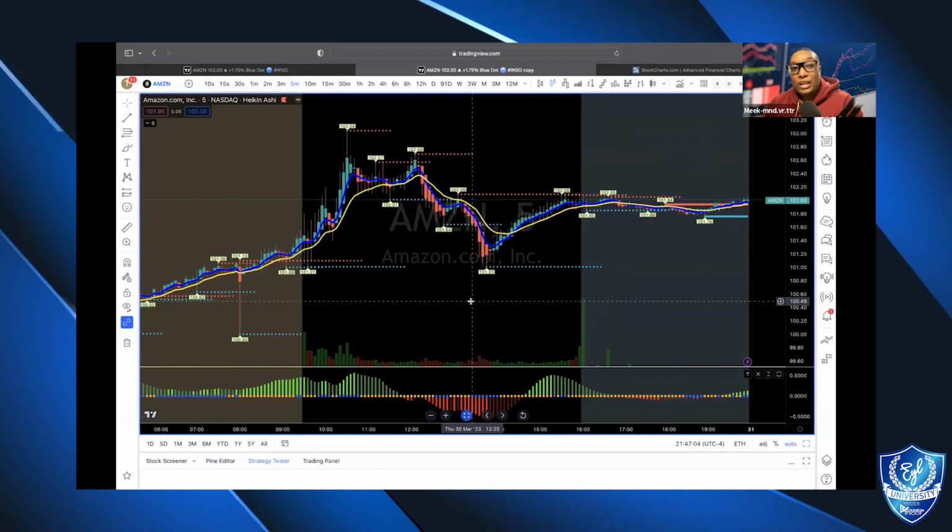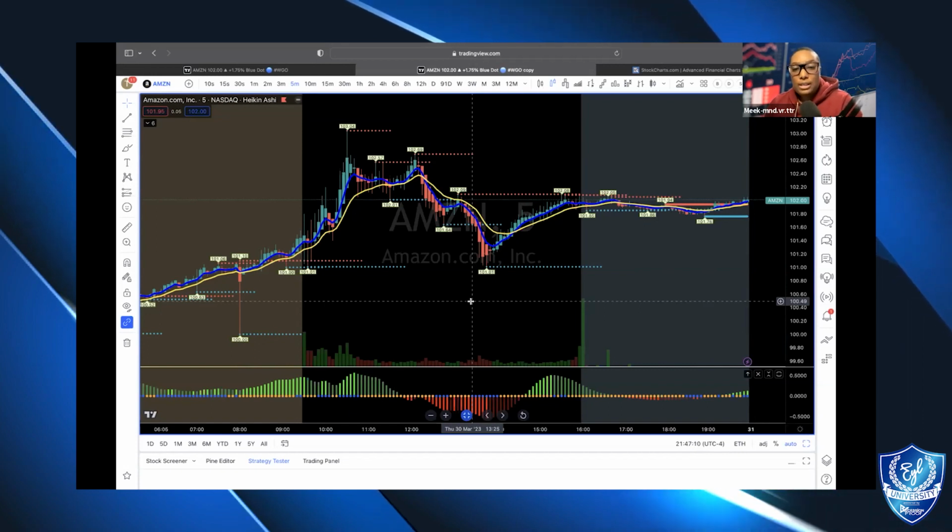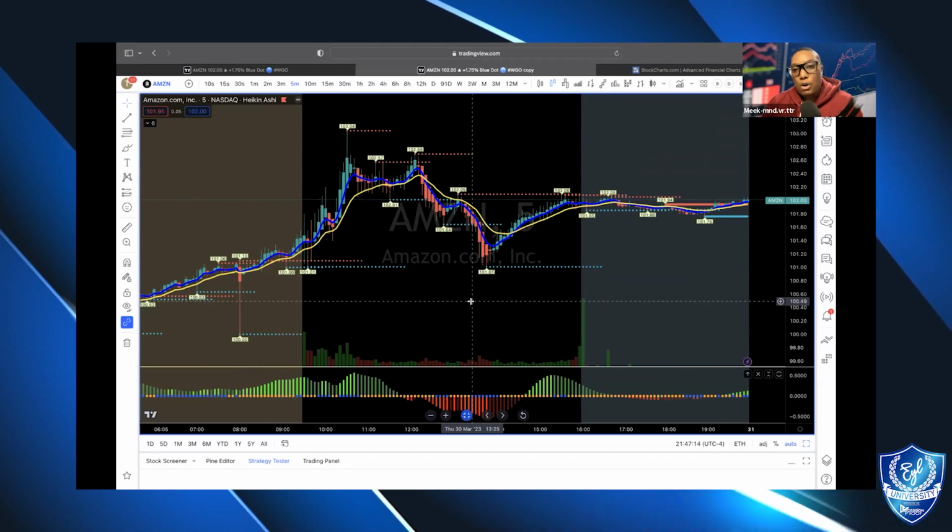So nobody's going to help you fund your account either except you. So just be comfortable with what you're doing. And if you're making money and you're consistent in that, it doesn't matter what strategy the other man is using or what type of trader they are. Do what works for you.